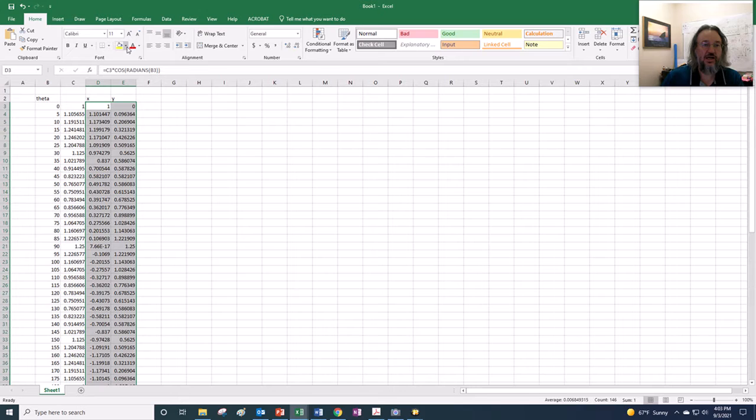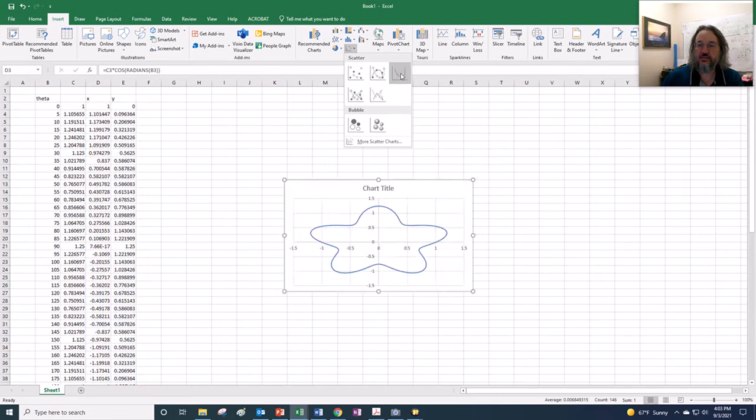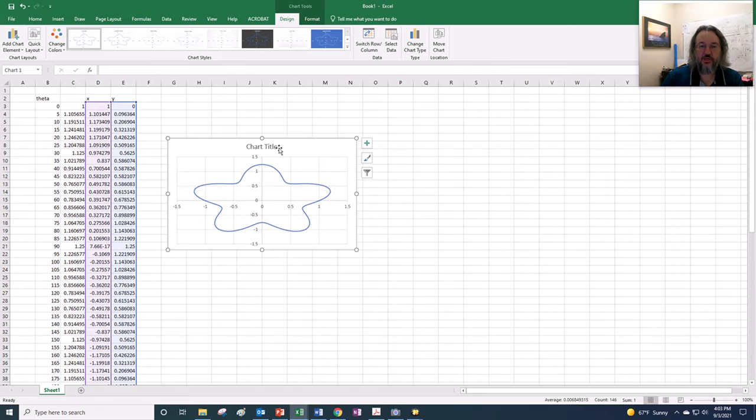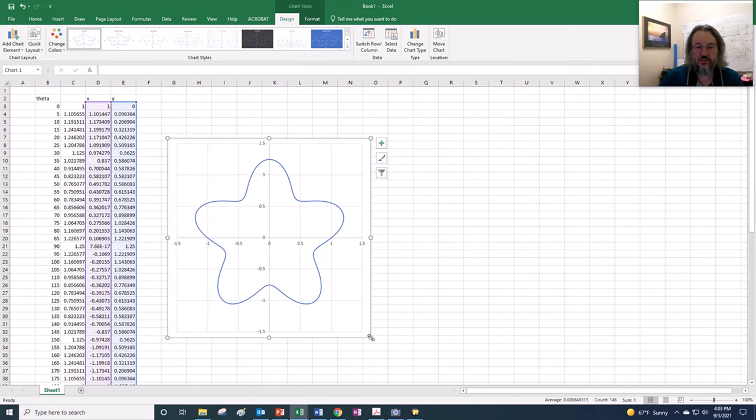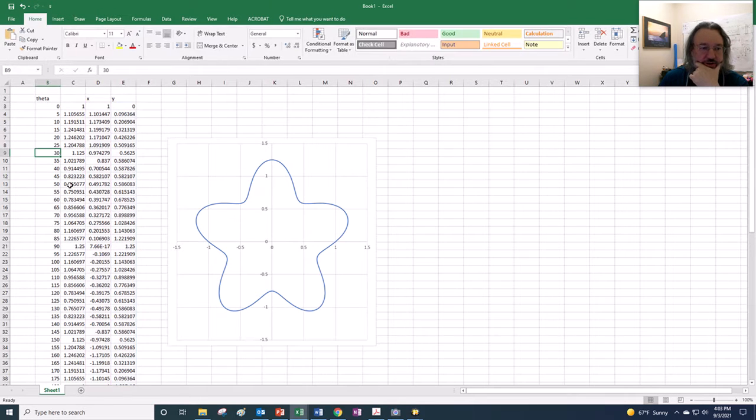Now I can plot this. I already have it highlighted, so I'm going to plot this. Check them out. We'll get rid of this and see if we can make it even. Yeah, there you go. There's the star. See, it actually does make a star. And something we might want to do here is take a look at this point right there at 30 degrees.